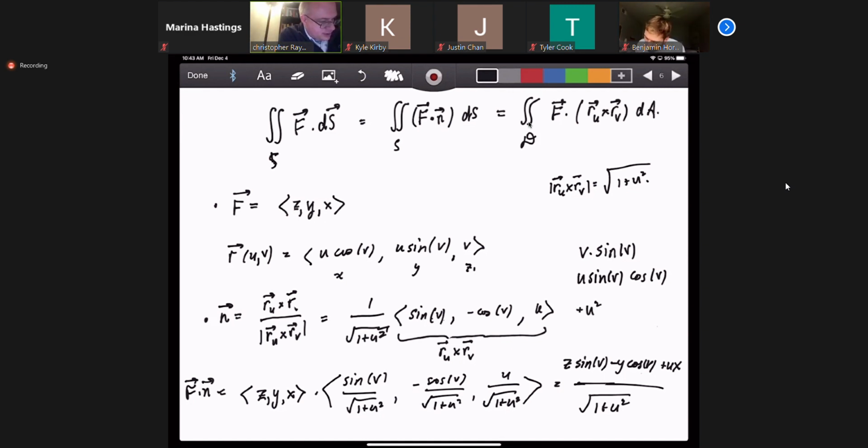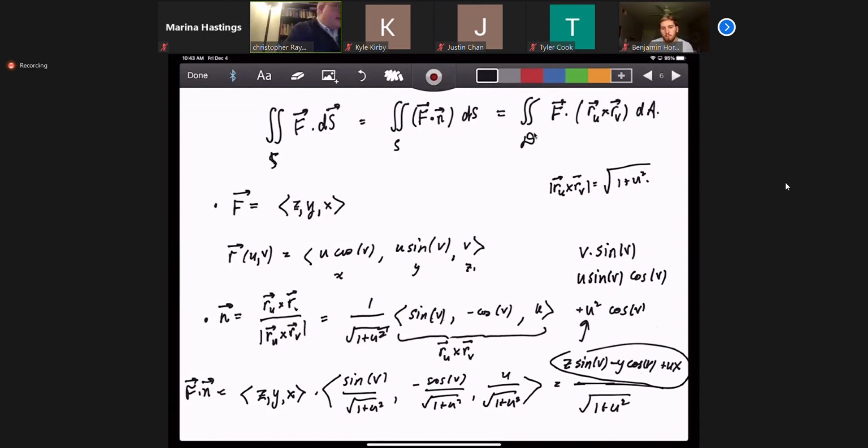U cosine v. All right, so the point here is that everything needs to be written in terms of u and v. And once you do that, you've got your integral expressed in a form that's going to let you actually integrate when you go to the UV plane.